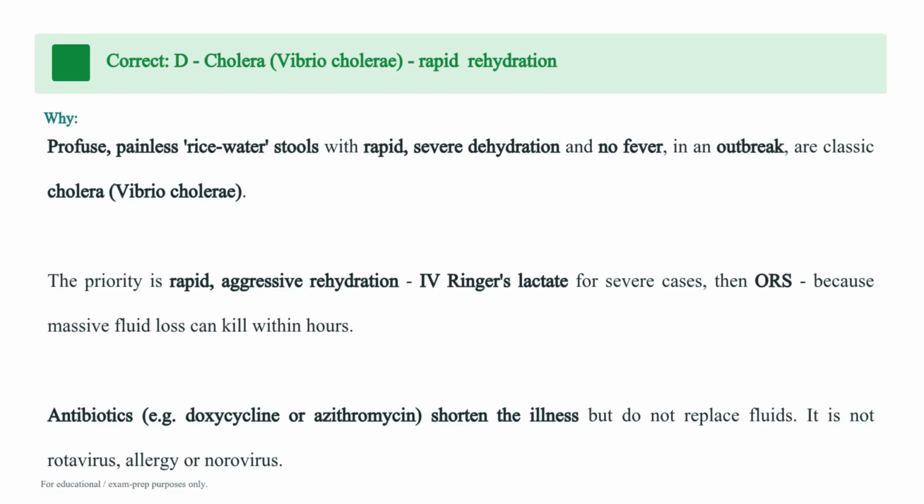The answer is D, Vibrio cholerae. Rapid aggressive rehydration. Profuse, painless rice water stools with rapid severe dehydration and no fever during an outbreak are classic cholera. The priority is rapid aggressive rehydration, IV Ringer's lactate for severe cases, then ORS, because massive fluid loss can kill within hours. Antibiotics like doxycycline or azithromycin shorten the illness but do not replace fluids. It is not rotavirus, allergy, or norovirus.